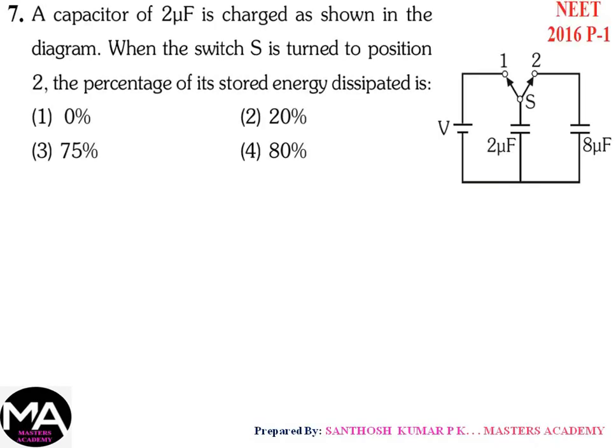Next question. Again, it is from NEET 2016 phase 1. A capacitor of 2 microfarad is charged as shown in the diagram. When the switch S is turned to position 2, the percentage of its stored energy dissipated is. Here in this figure, you are having the two positions 1 and 2. The switch is S. Initially, the switch is connected to first position. Second case, it is when it is connected to second, it is also connected to the second capacitor, 8 microfarad.